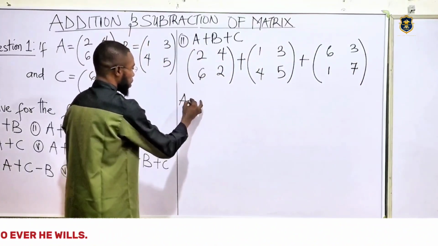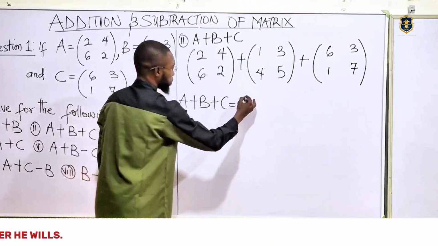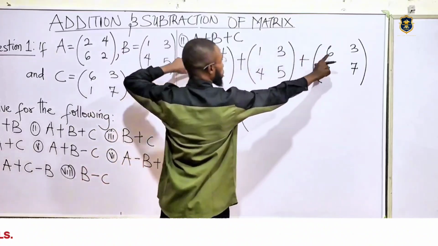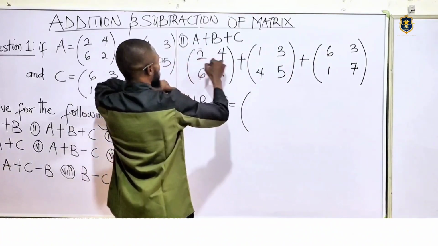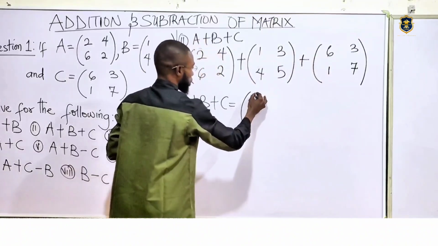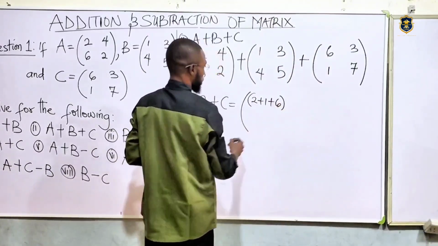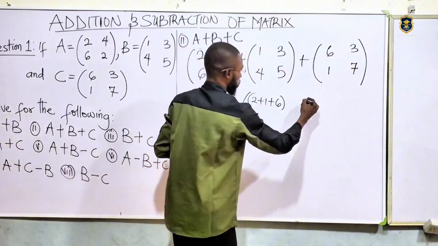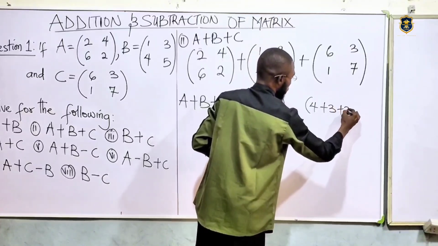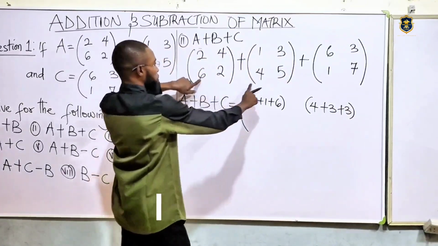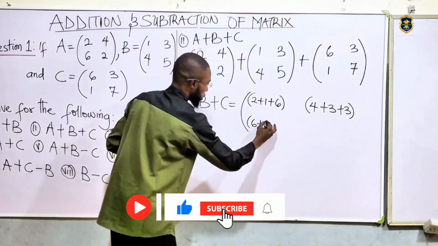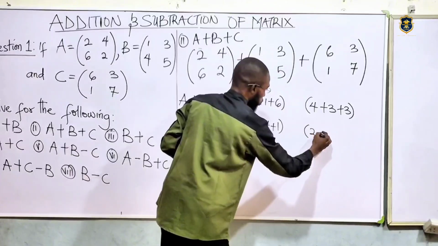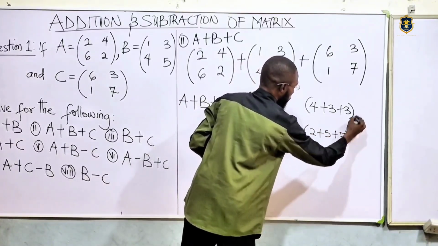That means matrix A plus B plus C is going to give us just one matrix, right? That would be 2 plus 1 plus 6. And then this one will be 4 plus 3 plus 3. Also here we have 6 plus 4 plus 1. And there will be 2 plus 5 plus 7.